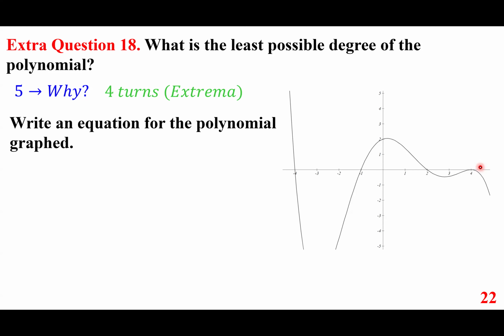Write an equation. Well, I'm going to write the intercepts here, here, here, and here. Now, over here, -4, we get x plus 4. Over here is -1, we get x plus 1. Over here is +2, we get x minus 2. Over here is 4, we get x minus 4.